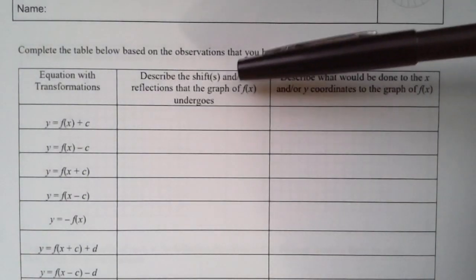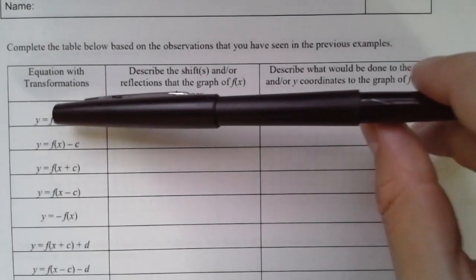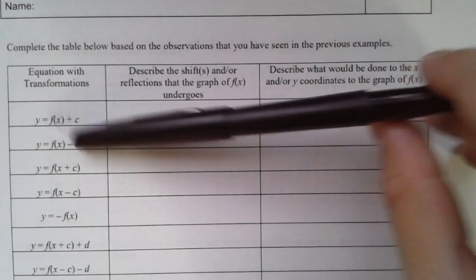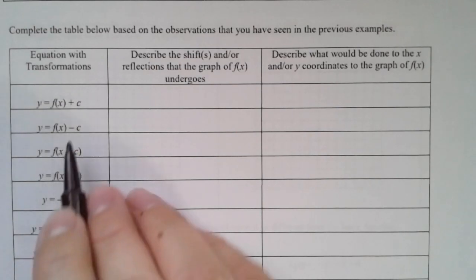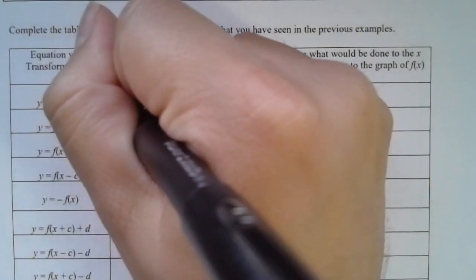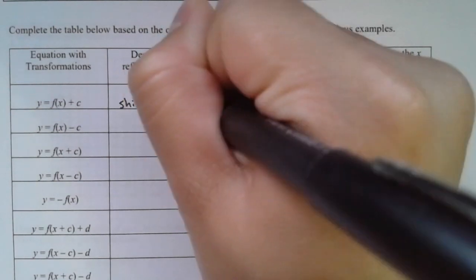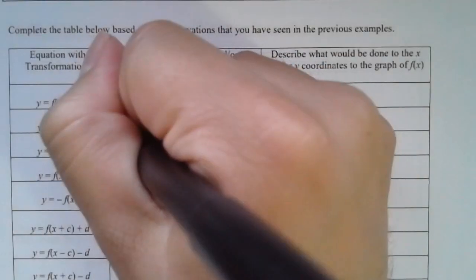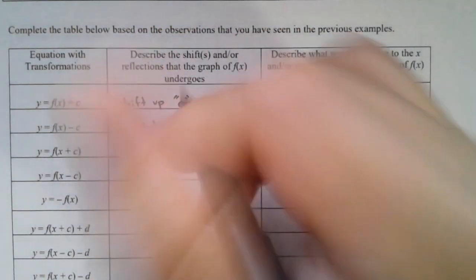Describe the shifts and or reflections that the graph of f of x undergoes. y equals f of x plus c. Remember that this c is outside of the basic function. Look at f of x as the basic function, and c is the transformation. So when it was f of x plus c, you shift up c units. When it was f of x minus c, you shift down c units.